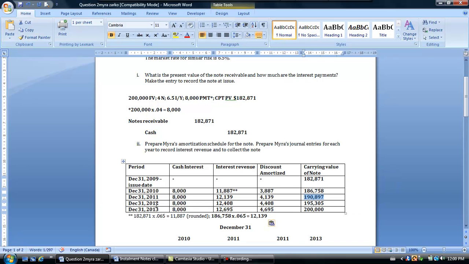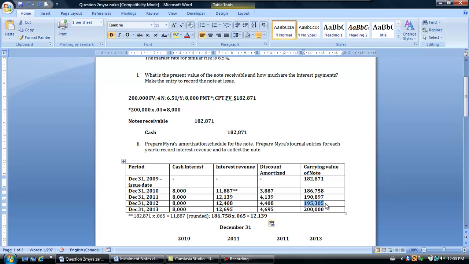open, in this case, 2012, multiplied by 6.5%, we're going to get $12,408. Calculating the amount of the discount amortized is the difference between this interest revenue and the cash that we received as Myra from Zarco. We're now going to have a carrying value for the note of $195,305.